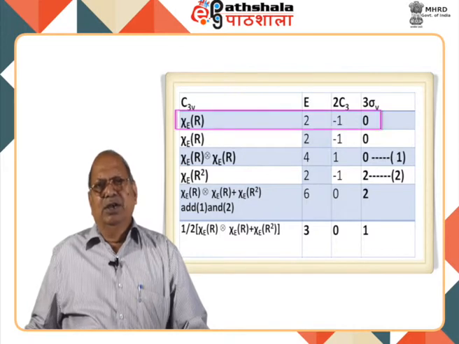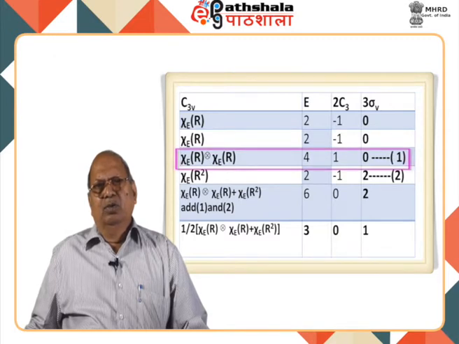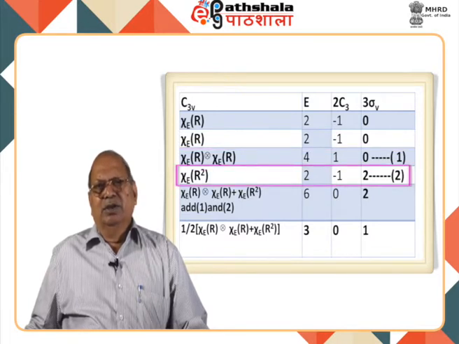First row says chi E R is 2, minus 1, 0, and again chi E R is 2, minus 1, 0. Therefore, chi E R into chi E R is equal to 4, 1, 0, that is equation 1. Now, let us find chi E R square, and this result we take from our table 2 given above, and the result is 2, minus 1, 2.